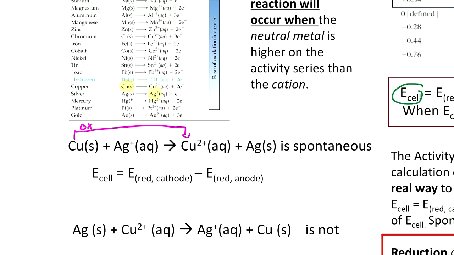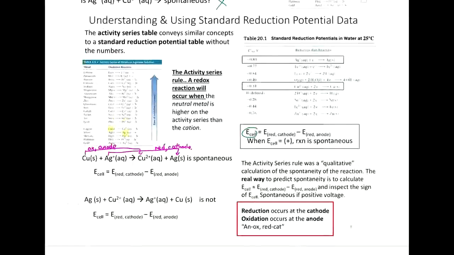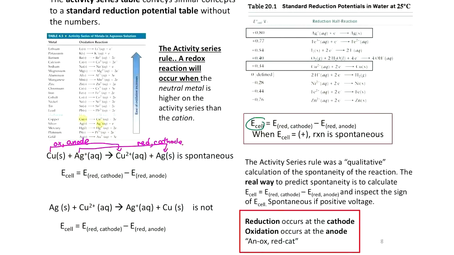Oxidized. Silver is being reduced. So copper is our OX. N-OX, so copper is our anode. Red cat, so silver is our cathode. That's all we need, because now that we know the cathode and the anode, we have the reduction potentials, the numbers. We just need to subtract them in the right order.